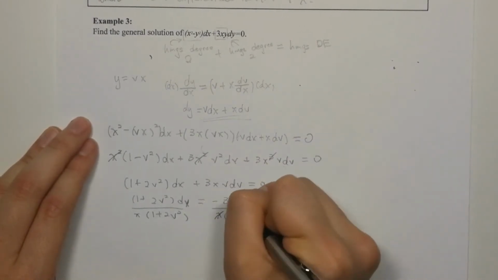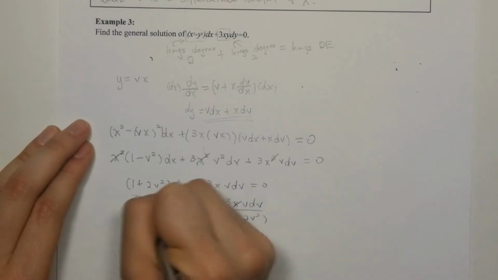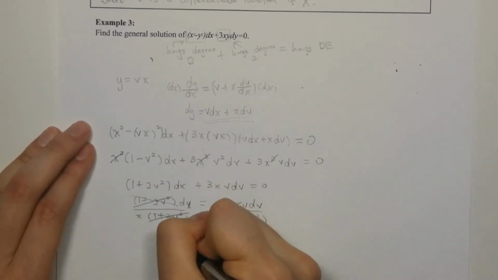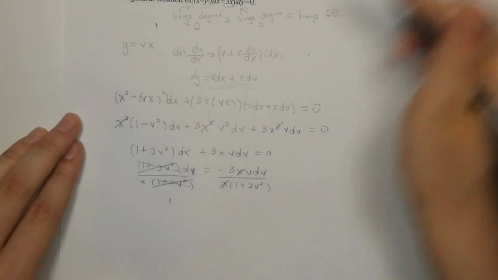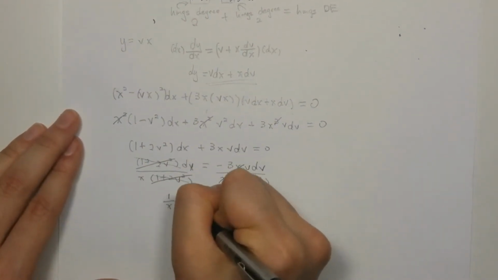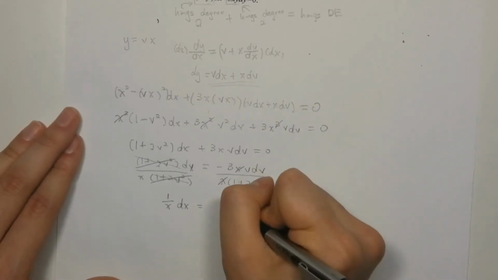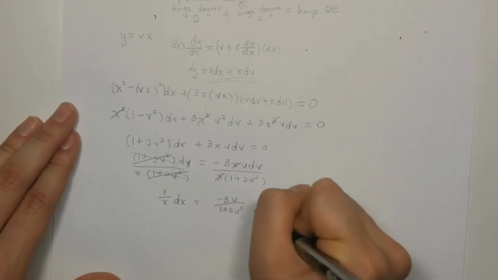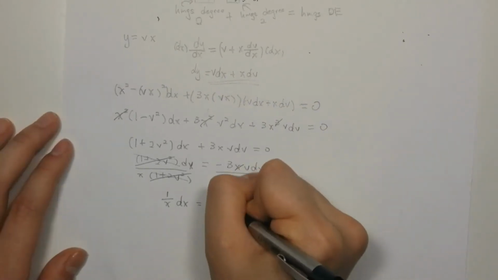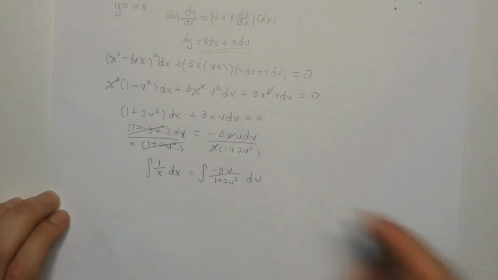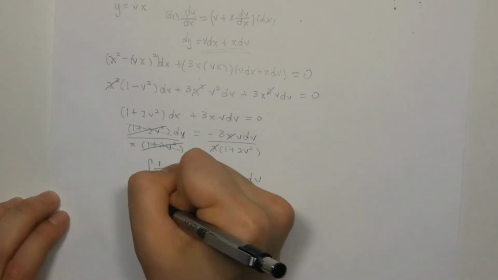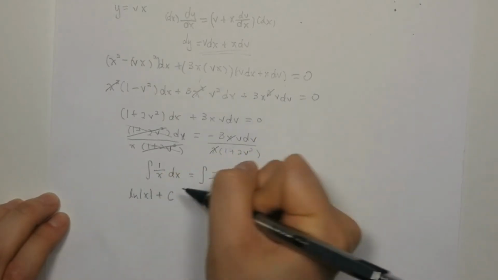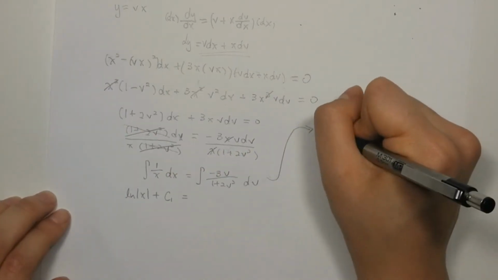So the x's cancel on the side, this whole thing cancels on the left, and we are left with 1 over x dx and negative 3v over 1 plus 2v squared dv. We know how to integrate these. On the left side, it should just be ln of x plus c. On the right, it's u substitution.